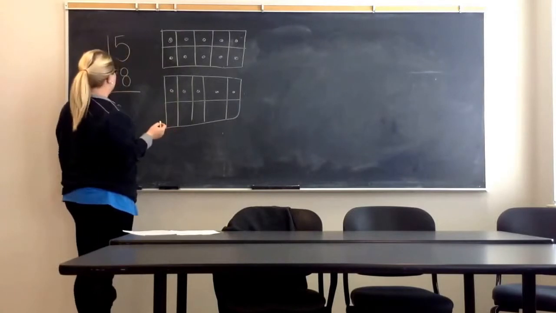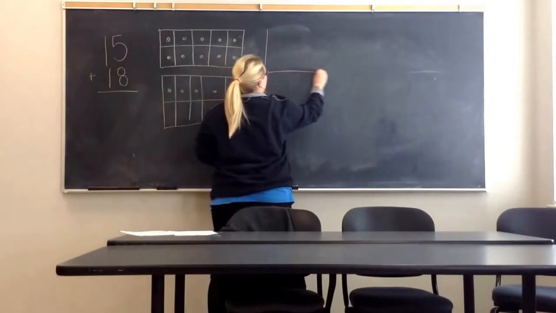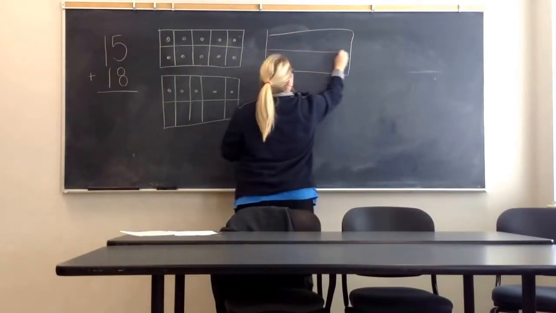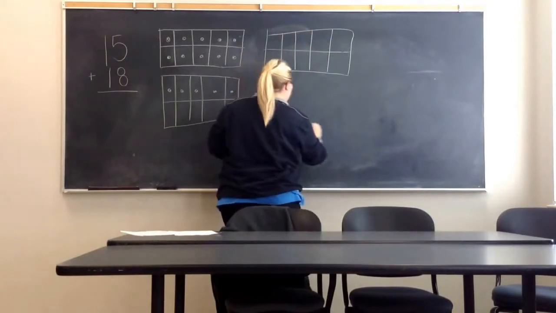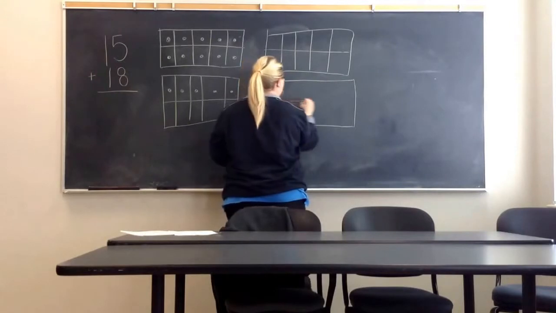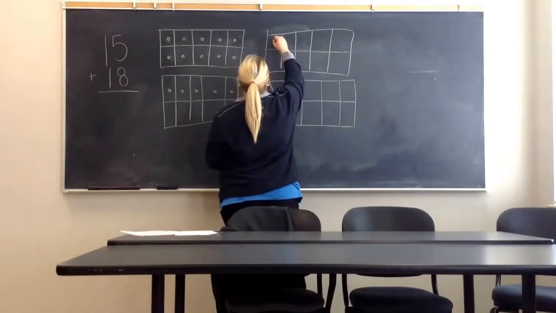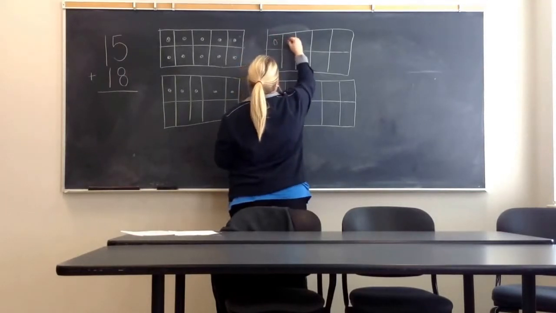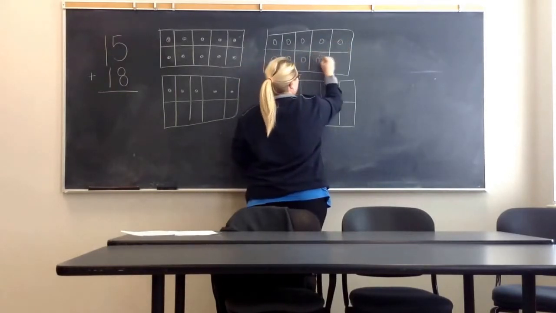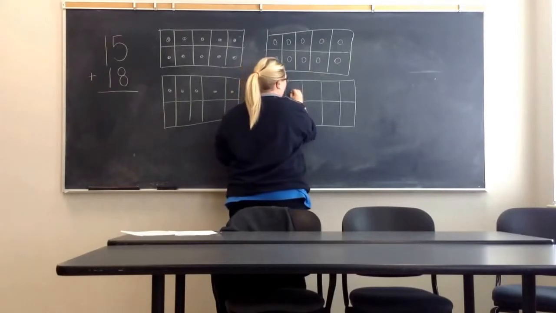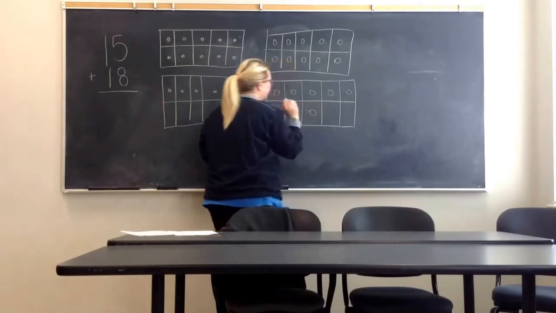And so we're going to make 10 frames for the 18. We're going to do the same thing for the number of candies that Sam has. Okay, we're going to do 1, 2, 3, 4, 5, 6, 7, 8, 9, 10, 11, 12, 13, 14, 15, 16, 17, 18.